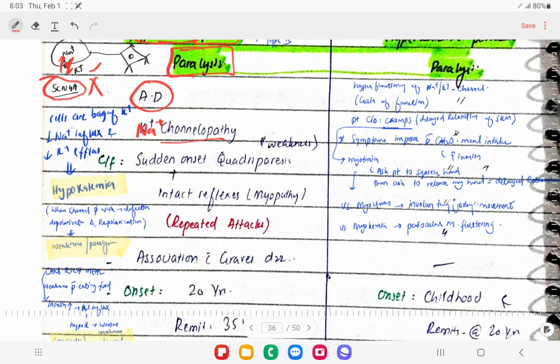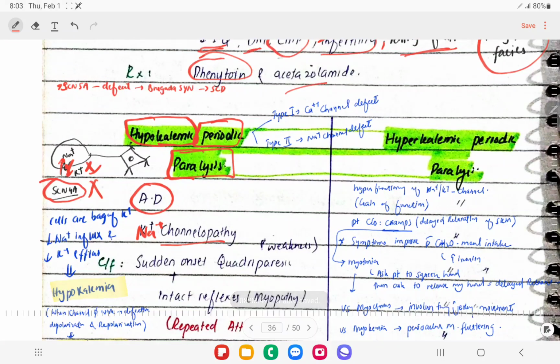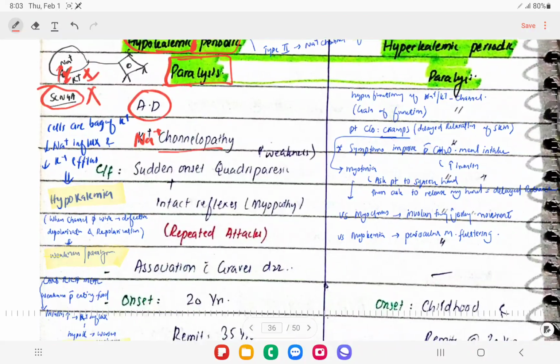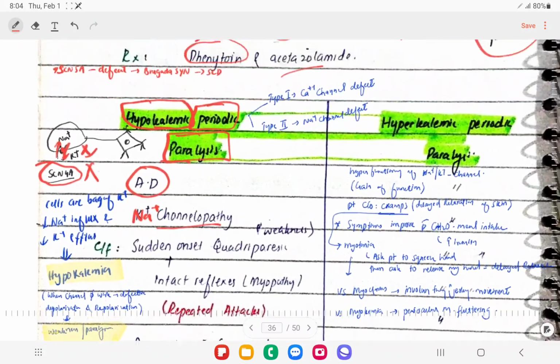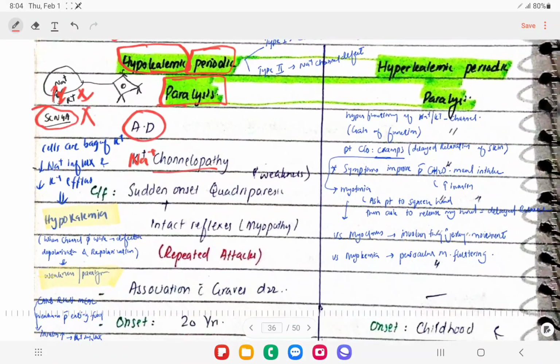When this channel is not going to work, there will be decreased sodium influx in these patients, and there will be decreased efflux of potassium from the cells into the blood. So the plasma level of potassium is going to be lost, so there will be hypokalemia. That's why we call it hypokalemic periodic paralysis.